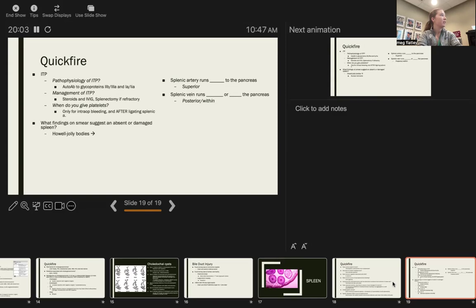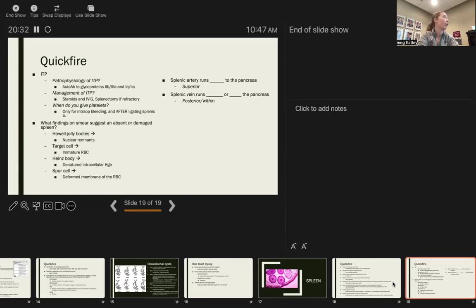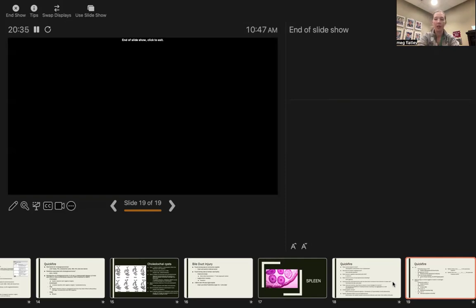All right. What findings on a smear suggest an absent or damaged spleen? So what do Howell-Jolly bodies signify? I always forget these. Yeah, nuclear remnants. What is a target cell? What is a Heinz body? Denatured hemoglobin. Nice, guys. Spur cell. This is the deformed membrane. And then that's it.